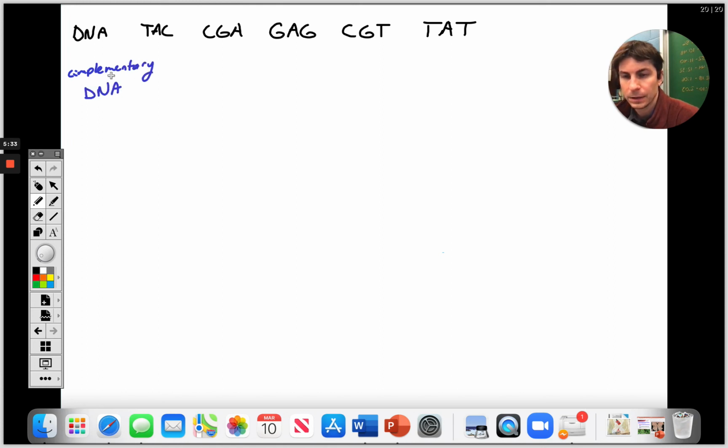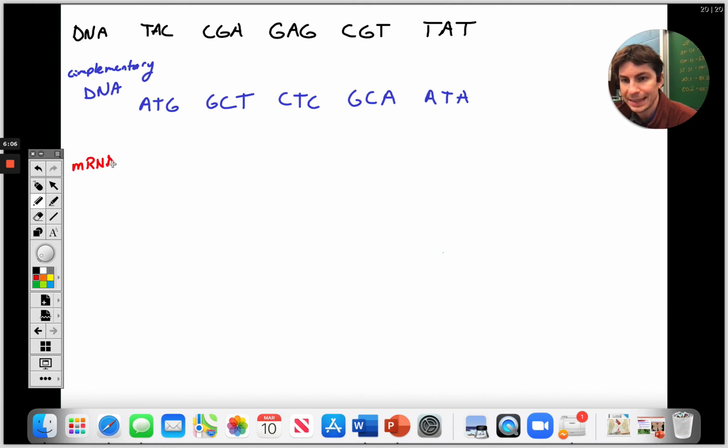DNA. All right? So, T is going to go to A, A is going to go to T, C is going to go to G. C is going to go to G, C, A goes to T, C, T, C, G, C, A, and then A, T, A. Okay? So we went to the complement first because it's asking for the amino acid sequence for our complementary DNA.